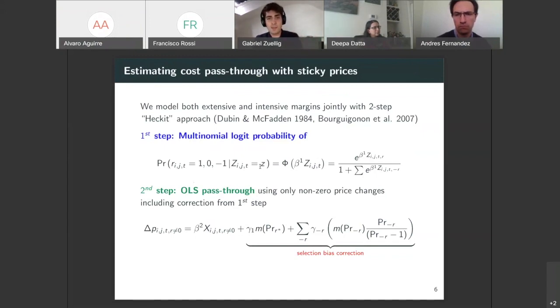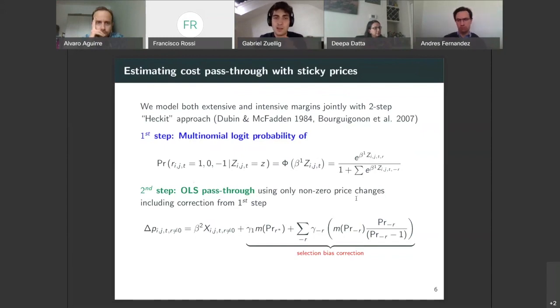In the second step, the price change is estimated with OLS based on the sample excluding the zero price changes, but we augment this regression with a transformation of the probabilities that are estimated in the first step. It's a result from Bourguignon et al. that if the first step is a multinomial logit model, you can make this selection bias correction here on the bottom right based on some transformation of the probabilities from the first step.